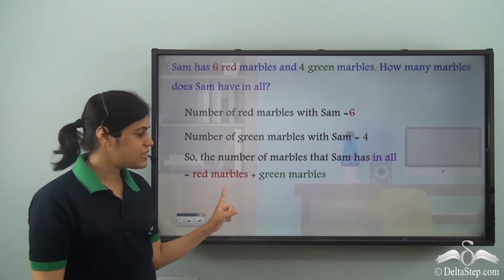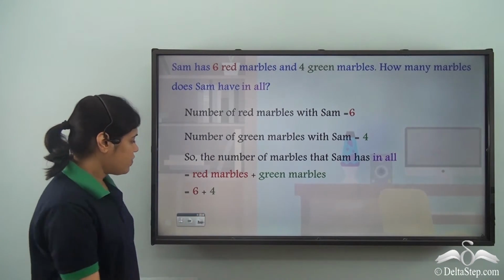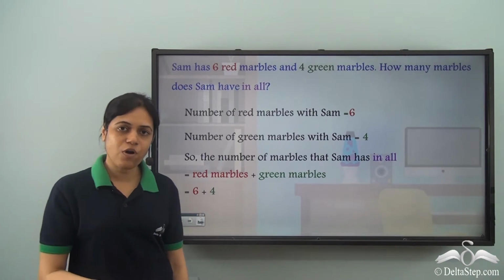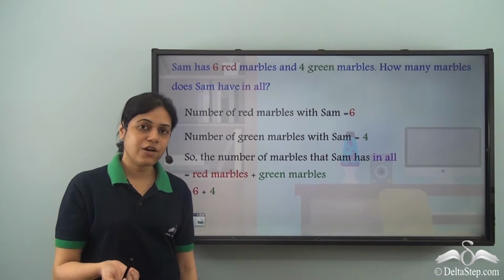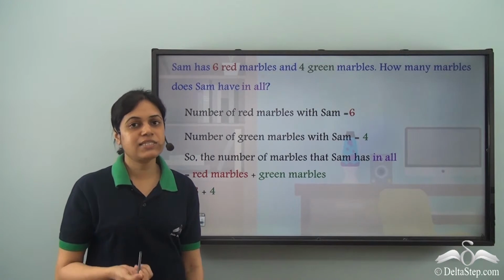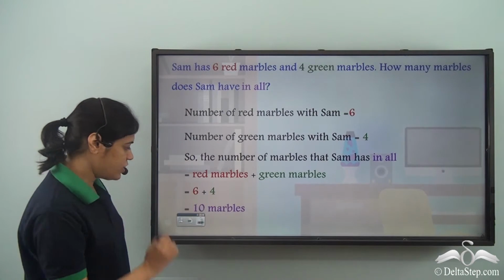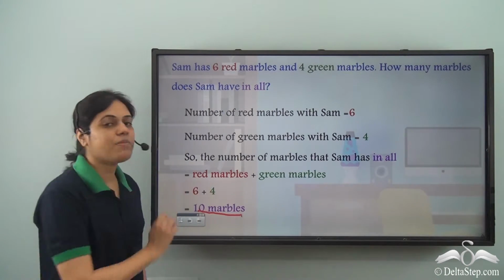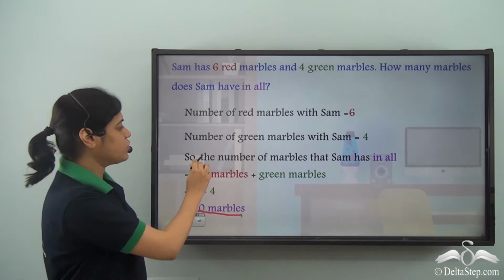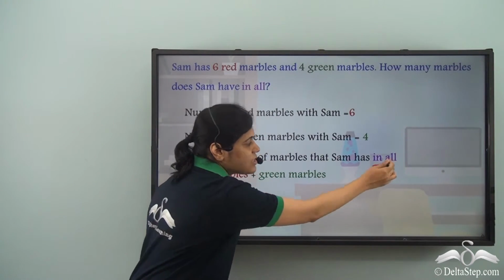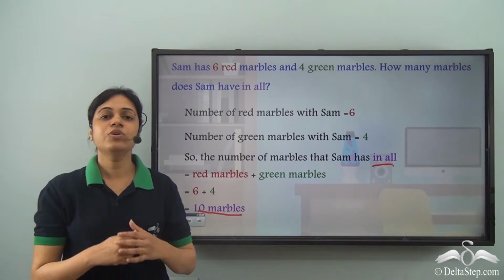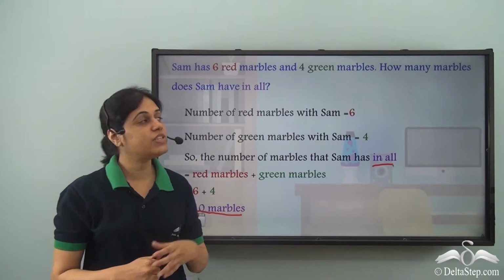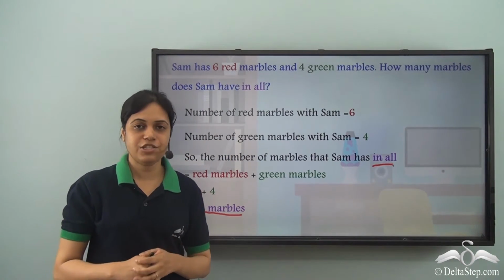So red marbles plus green marbles is equal to 6 plus 4. What is 6 plus 4? Well, let's find out. 6 plus 4 is equal to 10. So Sam has 10 marbles in all. So the number of marbles that Sam has in all is equal to 10 marbles. So this is how Sam can solve this problem using addition.